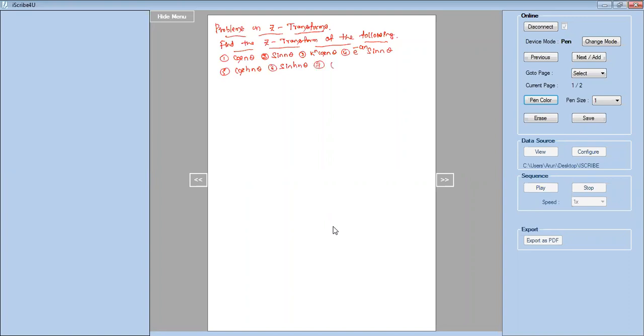Seventh, n plus 1 whole square plus sin of 3n plus 5. Eighth, 2n plus sin of n pi by 4 plus 1, sorry, n pi by 4 is separate, plus 1. Ninth, cos h of n pi by 2 plus theta.